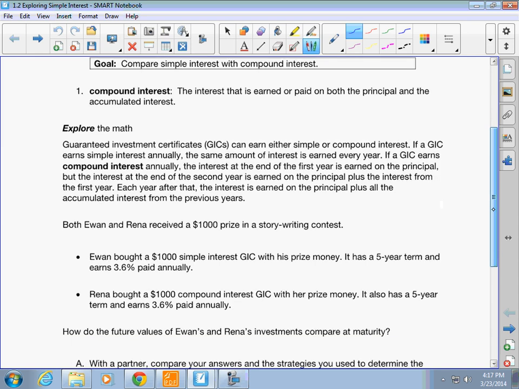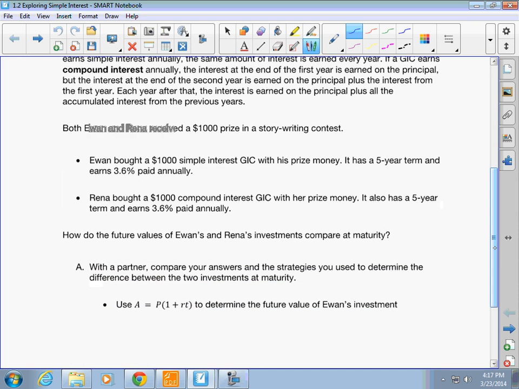It says both Ewan and Rena received a $1,000 prize in a story writing contest. Ewan bought a $1,000 simple interest GIC with his prize money. It is a 5-year term and earns 3.6% paid annually. Rena bought a $1,000 compound interest GIC with her prize money. It also has a 5-year term and earns 3.6% paid annually. How do the future values of Ewan and Rena's investments compare at maturity? We're not going to do this as a partner. What we're going to do is just compare these.